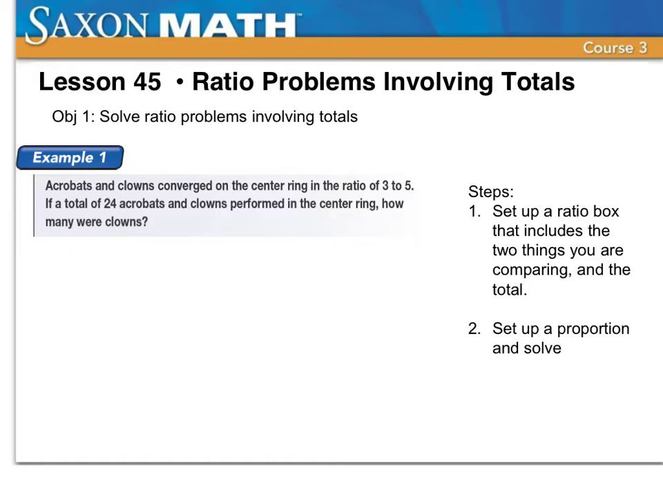So example 1 says acrobats and clowns converge on the center ring in the ratio of 3 to 5. If a total of 24 acrobats and clowns performed in the center ring, how many were clowns?